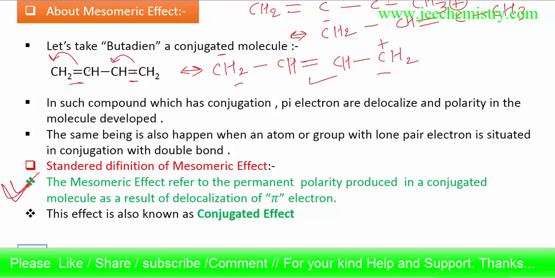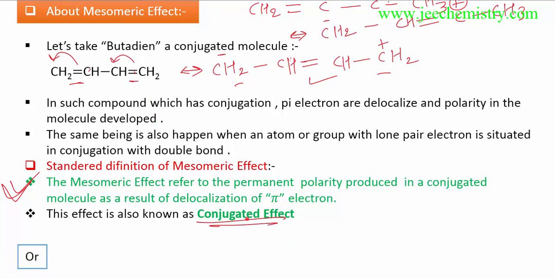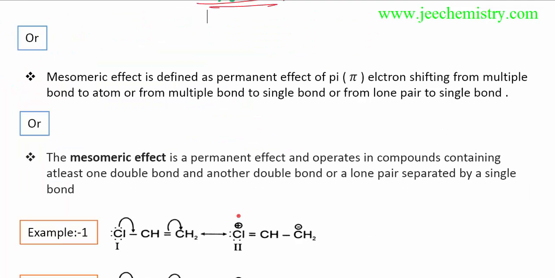This is the definition we need to remember. Mesomeric effect refers to the permanent polarity produced in conjugated molecules. Means the molecule must be conjugated, then only can pi electrons be delocalized and polarity be produced. So this type of effect can also be called the conjugated effect. There are lots of definitions I have already written.